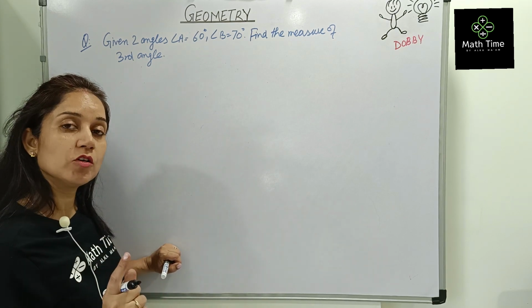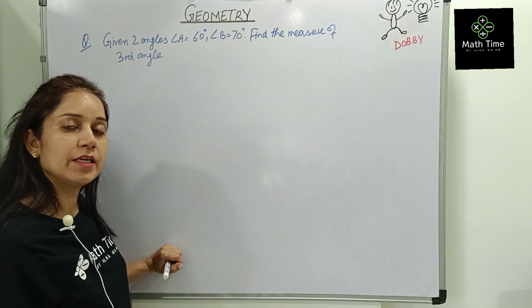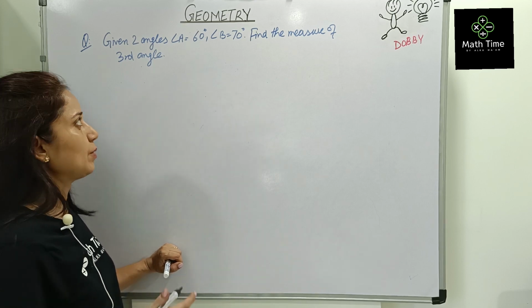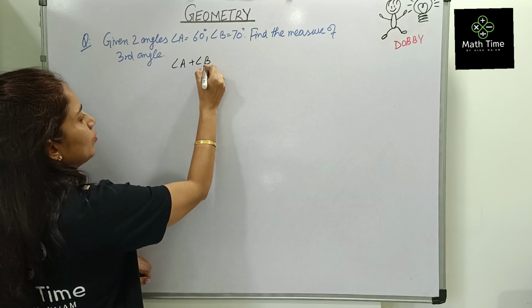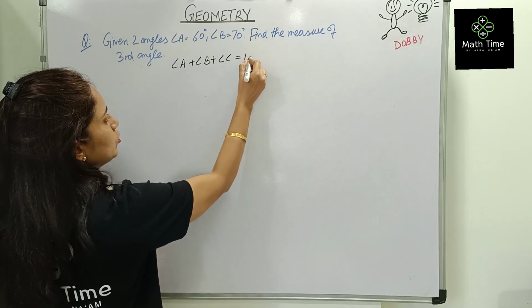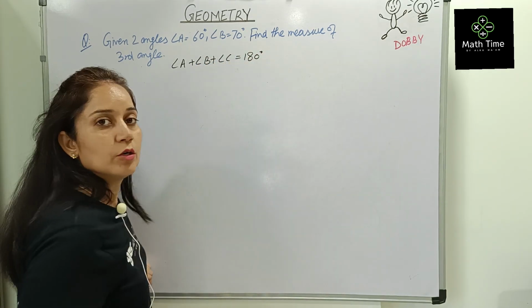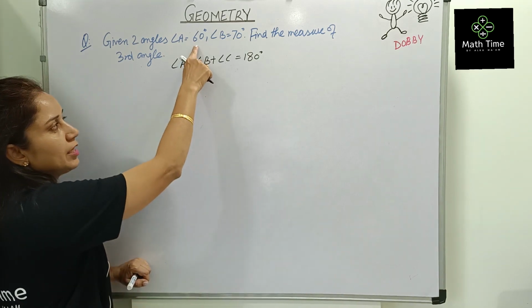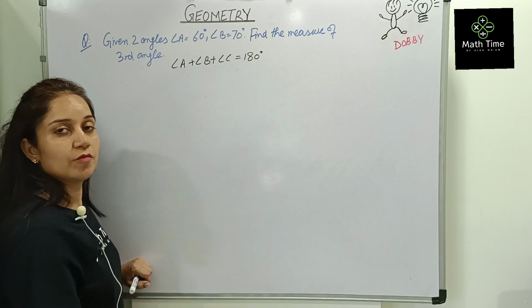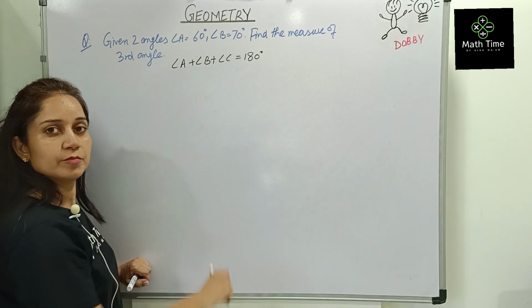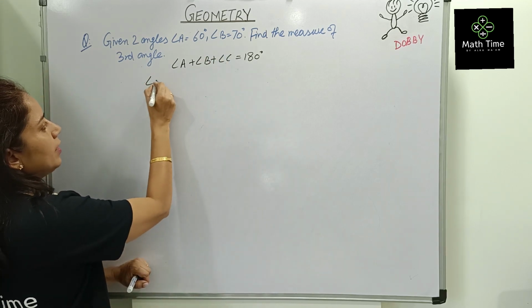Now, the properties of triangle tells us the sum of three angles is 180 degree. Always remember. So, what is the property? Angle A plus angle B plus angle C equals 180 degree. Two angles are given to you. Add them. 60 plus 70, 130. Subtract from 180, you will get the third one. Right? So let us add.